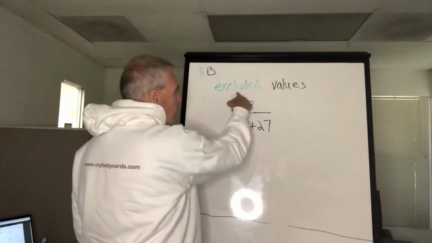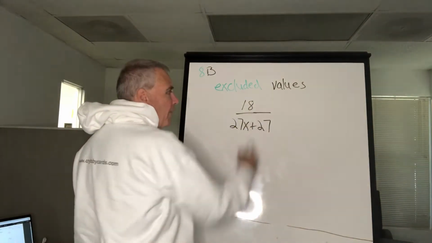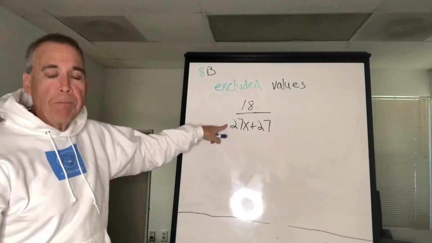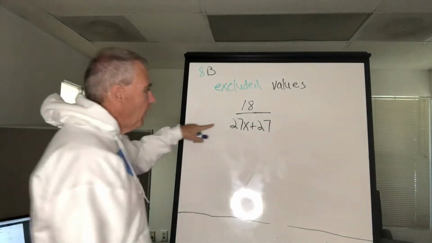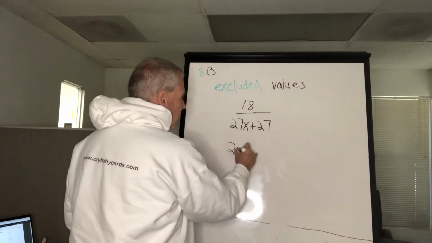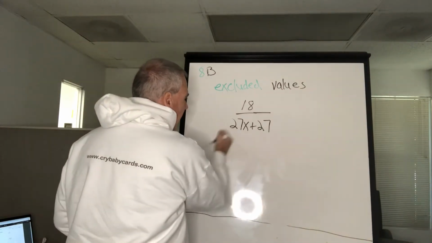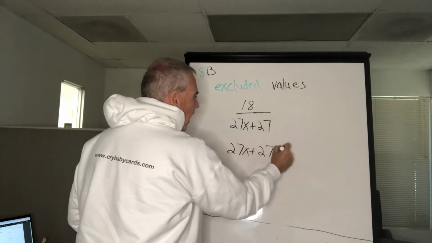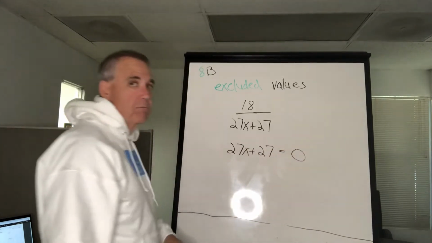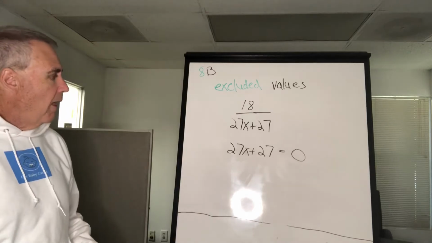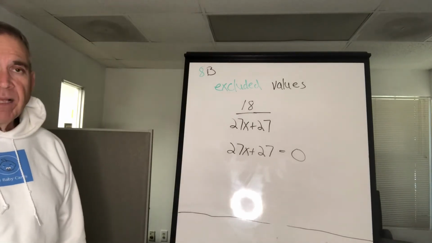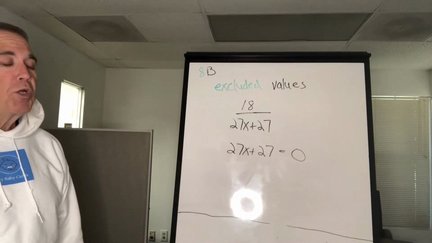To find the excluded value, you forget about the numerator. Forget about what's on top of the fraction. Just look at the bottom of the fraction and take whatever it says. In this case, it says 27x plus 27, and make it equal to 0. Just do that, and now just solve for x. Whatever number you get is going to be your excluded value.